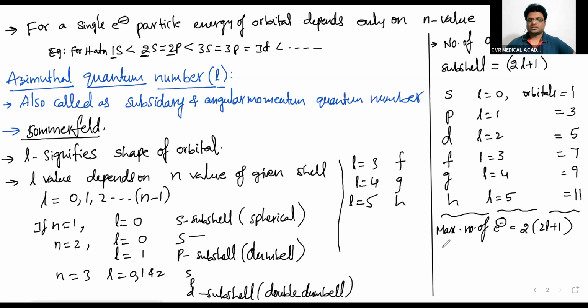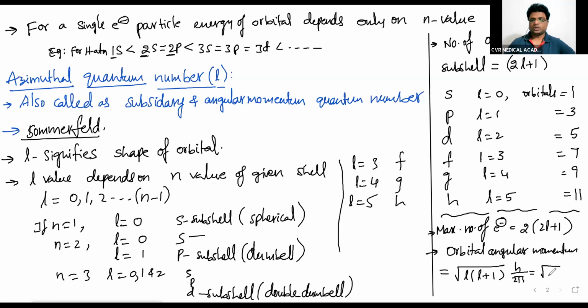Okay. Next, another important point here is orbital angular momentum. The name itself says orbital angular momentum, the angular momentum quantum number. Orbital angular momentum is calculated by using a particular formula. Orbital angular momentum is equal to root over L into L plus 1 h by 2 pi, or root over L into L plus 1 h cap.